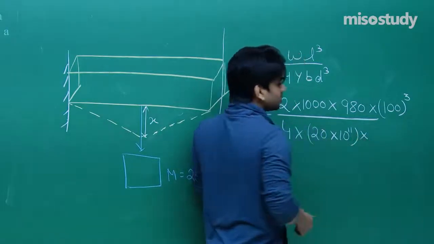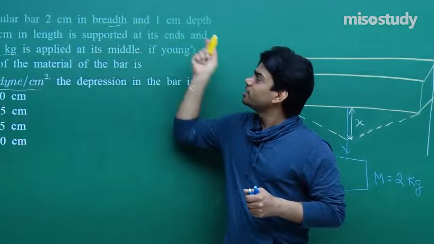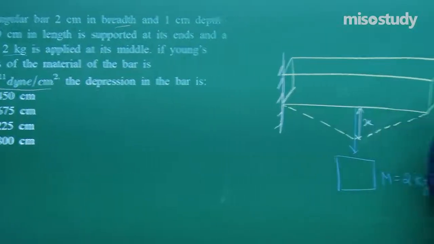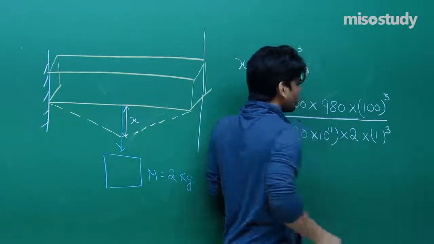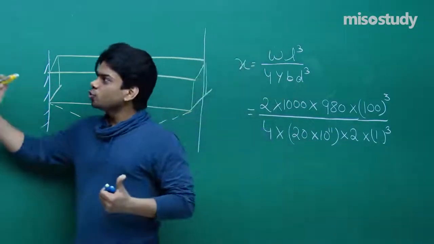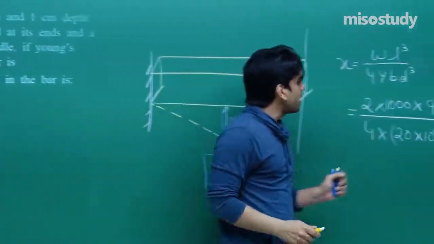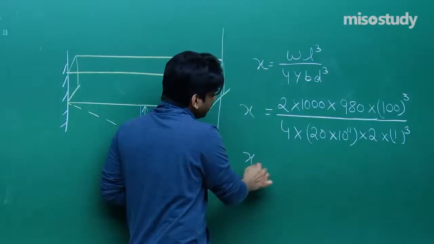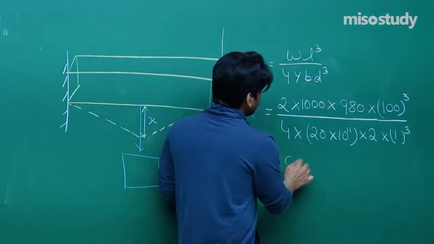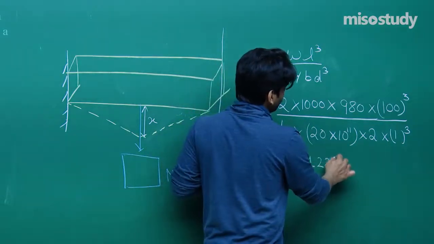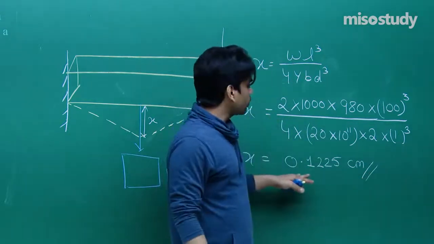Then you have breadth. It is given as a rectangular bar 2 centimeter in breadth and 1 centimeter in depth. Once again, let's quickly verify. Breadth is 2 centimeter and 1 centimeter depth, 100 centimeter length. We have put up all the values. So can you simply calculate this? On calculating this, you will observe that the value will come out to 0.1225. Since we are using CGS system, the unit will be centimeter, 0.1225 centimeter.